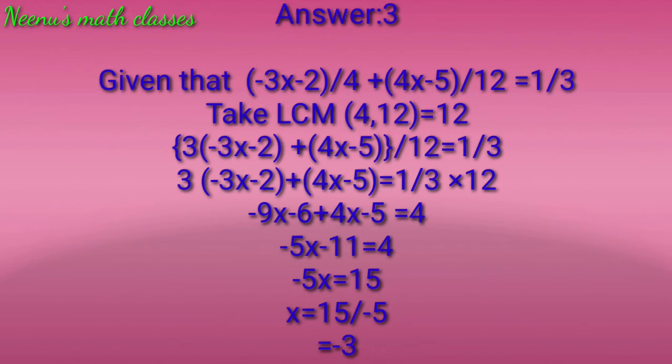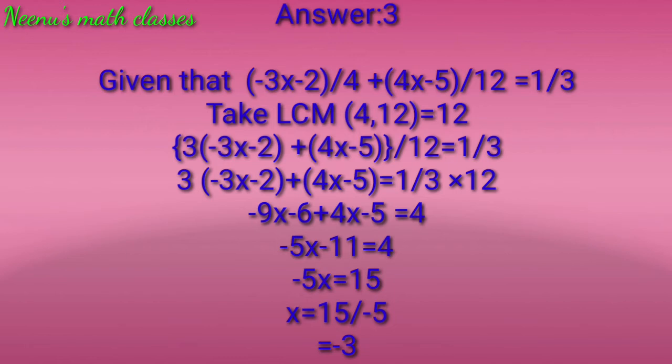Given that (3x minus 2) divided by 4 plus (4x minus 5) divided by 12 equal to 1 by 3. Taking the LCM of 4 and 12 on the LHS, we got 12. Then we get the upper part as 3 into (3x minus 2) plus (4x minus 5), all divided by 12 equal to 1 by 3. Then taking 12 to the RHS, we get 3 into (3x minus 2) plus (4x minus 5) equal to 12 into 1 by 3.